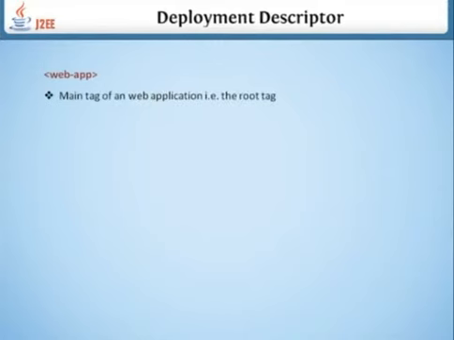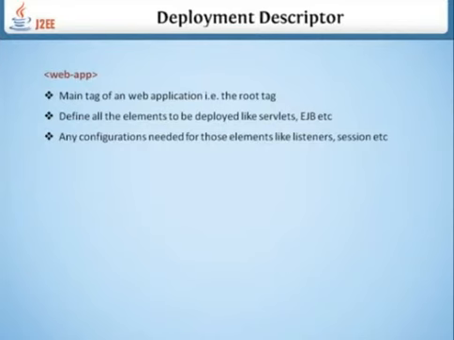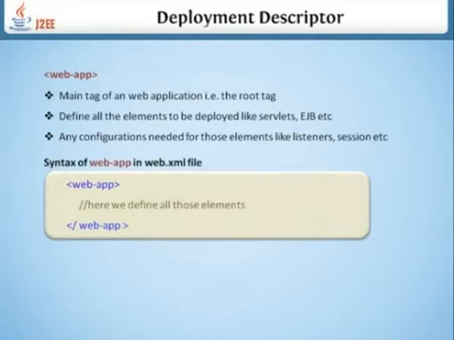Web-app is the main tag of a web application. The root tag defines all the elements to be deployed, like servlet or EJB etc. Any configuration needed for those elements, like listeners, session etc., goes in it. This is the syntax of the web.xml file.